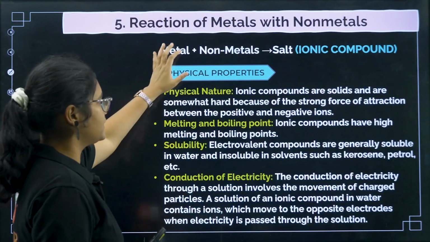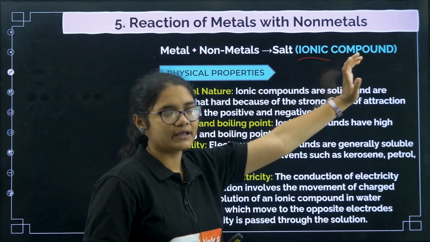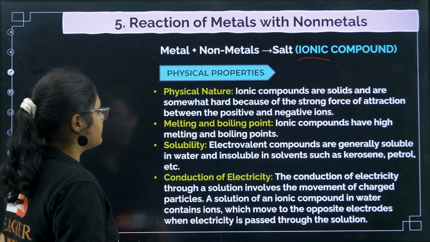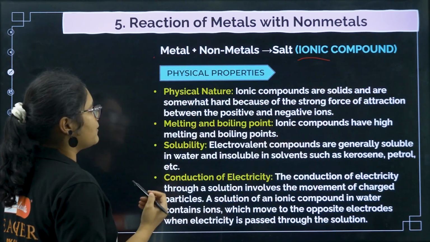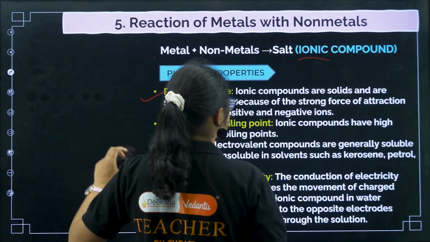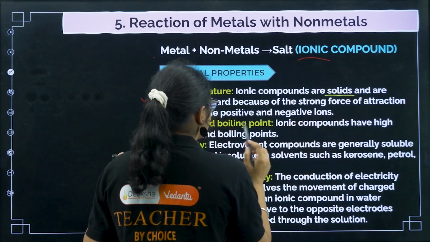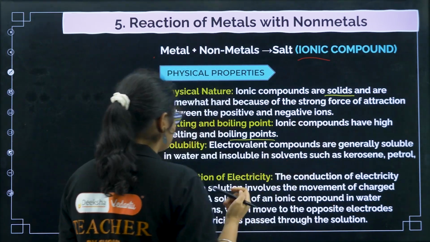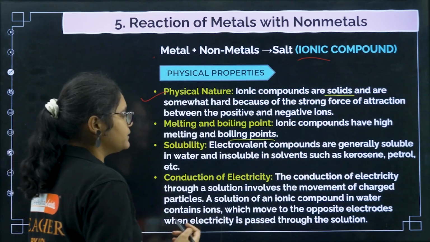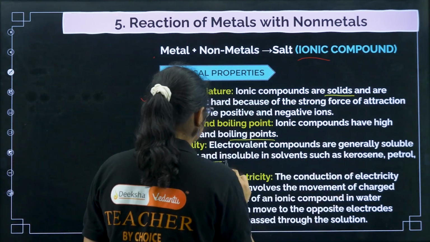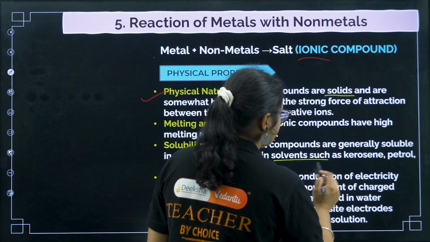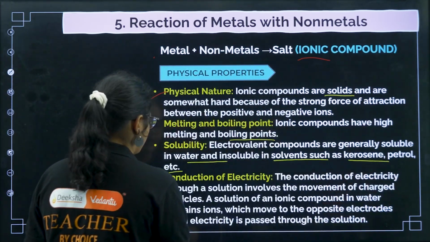Next, reactions of metals with non-metals. Okay, so when a metal and a non-metal react, we get an ionic compound. There are some properties of ionic compounds. Physical nature: the ionic compounds are generally solid. Coming to melting point and boiling point, they have very high melting point and boiling point. Solubility: they are generally soluble in water and insoluble in solvents such as kerosene, petrol, etc.